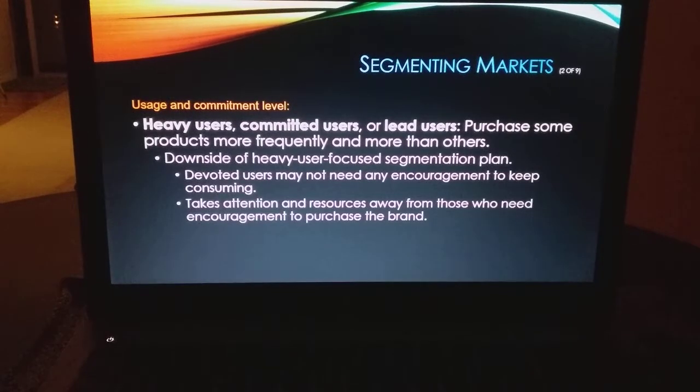So usage and commitment level. There are heavy users, committed users, they use it all the time. They purchase the same products more frequently and more than others. The downside of a heavy user segmentation plan is that the devoted users might not need any encouragement to keep consuming, so you don't necessarily need to spend the money on advertising, so you might miss some other people.